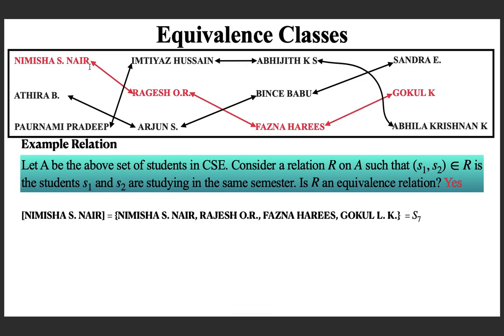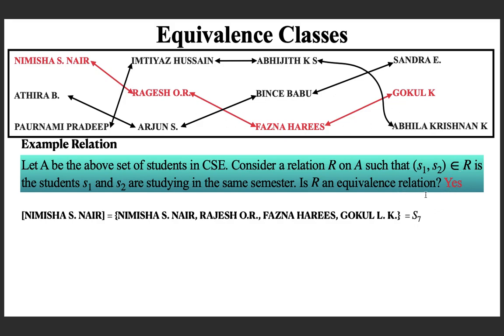Starting from an element, you collect all those elements related to that particular element, and the element you started with can be taken as a representative element of that class. It can be any element, it does not matter, and you collect all those students related to that particular element. Even if you start with Fasna Harris, you will get the same set.